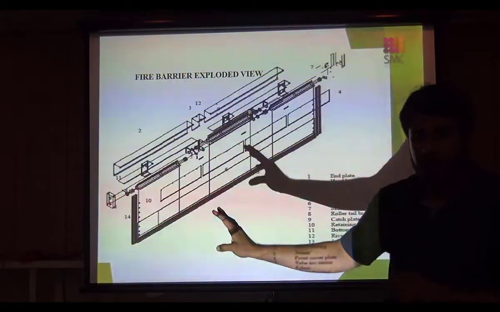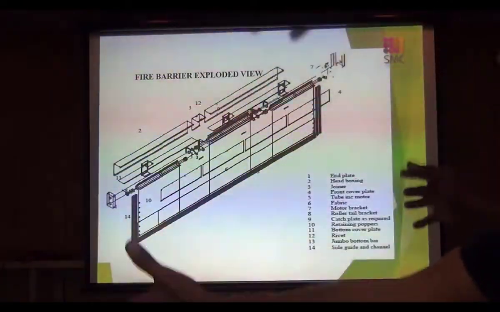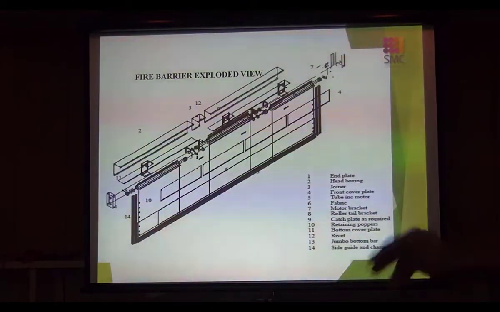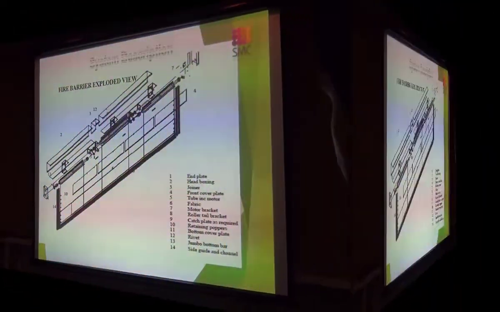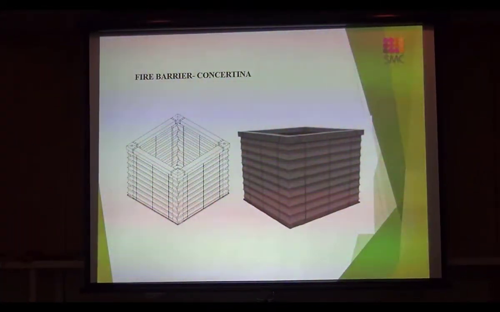This is the basic assembly, you can say the hardware part for this roller assembly. There is a head box, and then this is the curtain and side guide and everything here. This is the other one. Yeah, this one is concertina.